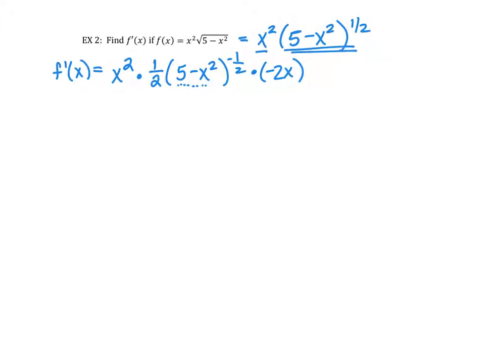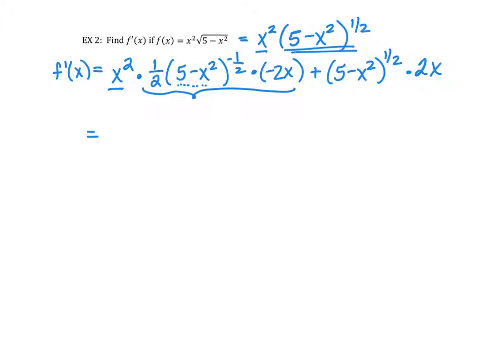I'm not done though. This is first times the derivative of the second plus the second times the derivative of the first, which would be 2x. You have to think of chain rule. It's not something you think of at the end of the problem. It's as you're doing product, quotient, power, all those things, you have to think of it in the middle of doing your derivative. Now let's clean this up because I think it'll help you.